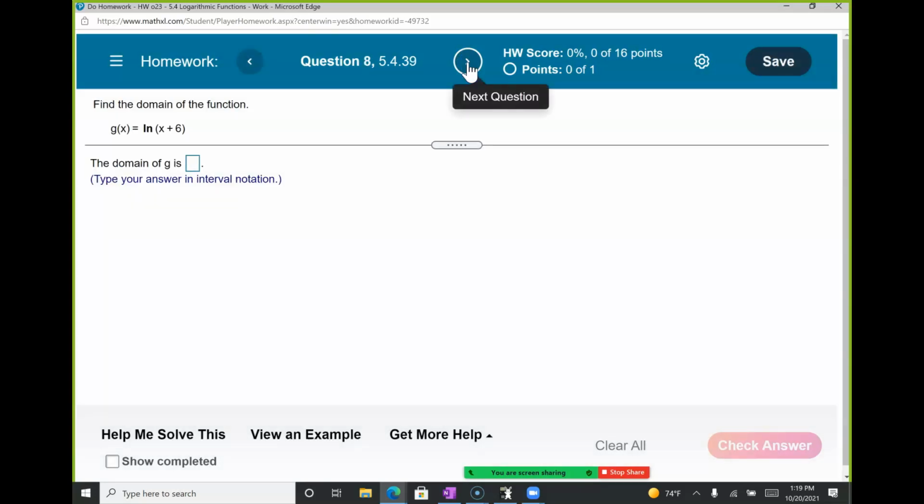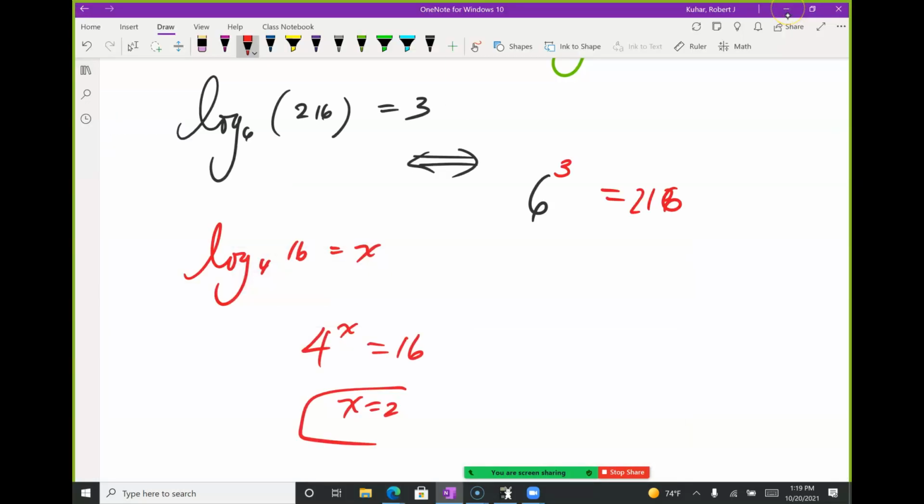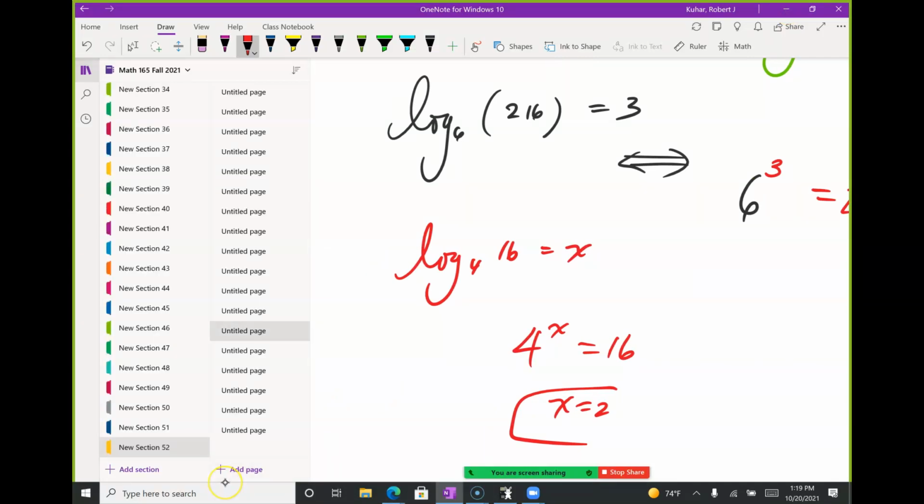Oh, I have some special bases I have to do. I'm sorry. So there are some special bases.